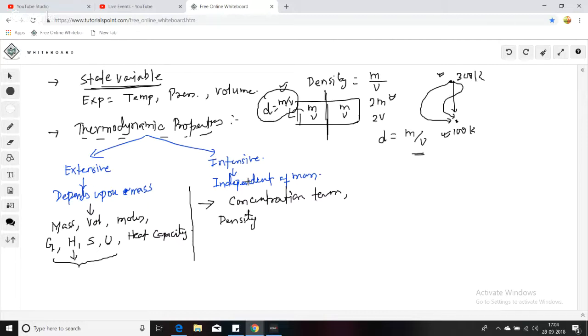Again, since mass and volume are both extensive properties, the ratio of two extensive properties gives you an intensive property. That you can also write down. So when you take the ratio of two extensive properties, you will get an intensive property. That you can also keep in mind.